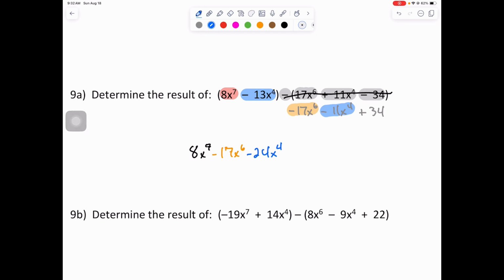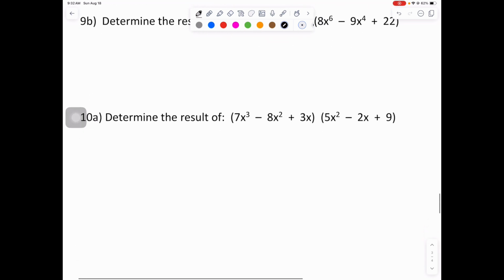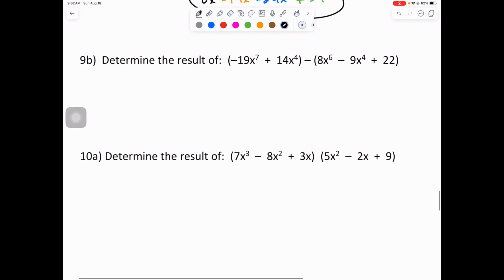All right, and then we do have that last term just hanging out. That positive 34, just go ahead and write it as plus 34. And circle your answer. That could have looked a little different if you wanted it to. You could have written it with the 8x to the 7th, then the negative 24x to the 4th, negative 17x to the 6th plus 34, and then just reorganized. But why reorganize when we can recognize ourselves? All right, 9b, wonderful. Go ahead and pause the video if you'd like to try it independently. And we will go on to 10a here.